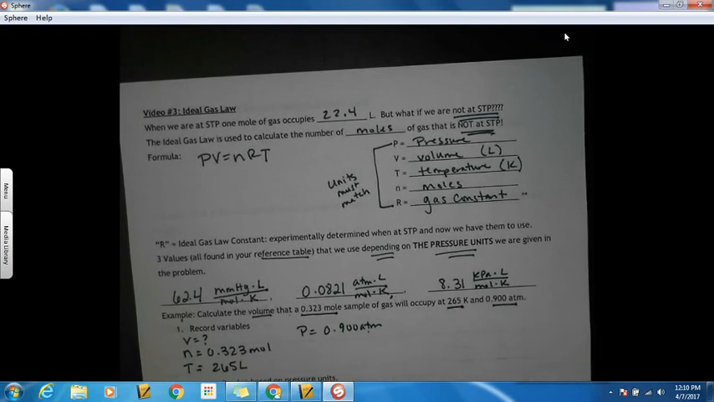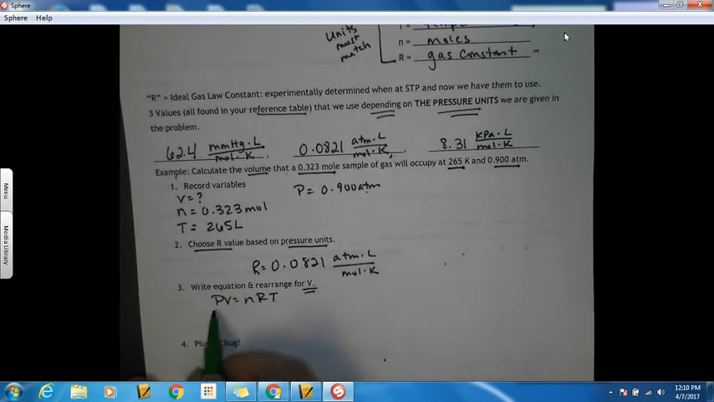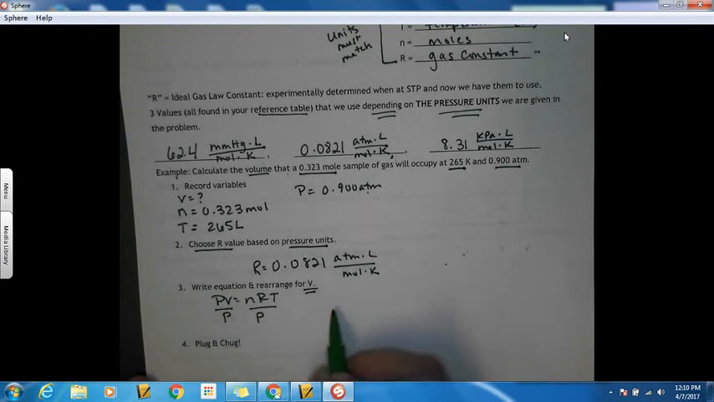So we need to choose our R value, again, based on our unit of pressure. Since our unit of pressure is atmospheres, our value for R is going to be 0.0821. Again, that's because it's atmospheres in there. Okay. So the equation is PV equals nRT. We want to rearrange to solve for V, so we're just going to divide both sides by P. And that tells us that V is equal to nRT over P. Then we just plug into that.